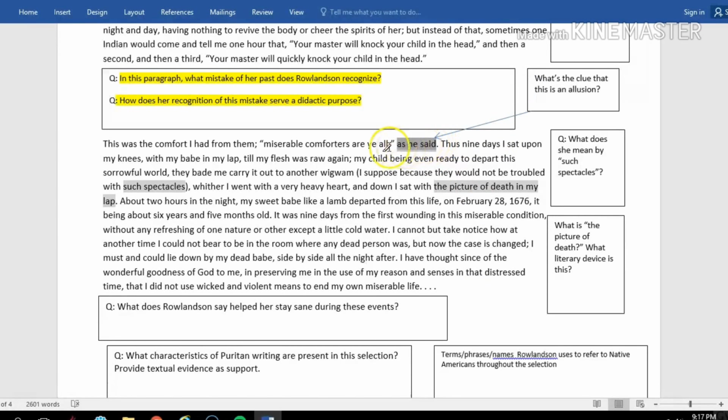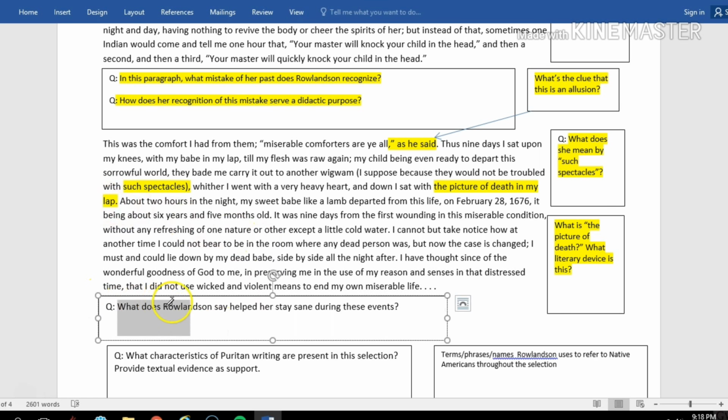All right, here we go. Highlighted here, as he said. Okay, what is the clue that this is an allusion? Remember what the definition of an allusion is. Next question, what does she mean by such spectacles? You may have to look up the definition of spectacles. And then what is the picture of death? What literary device is being used? Picture of death in my lap.